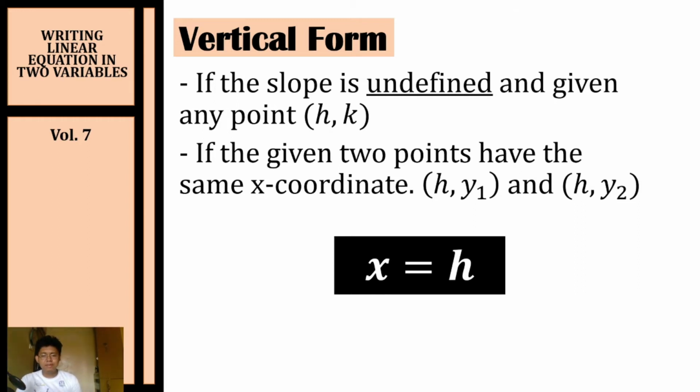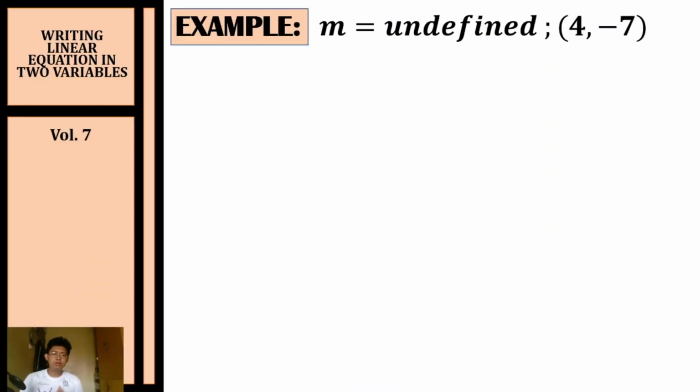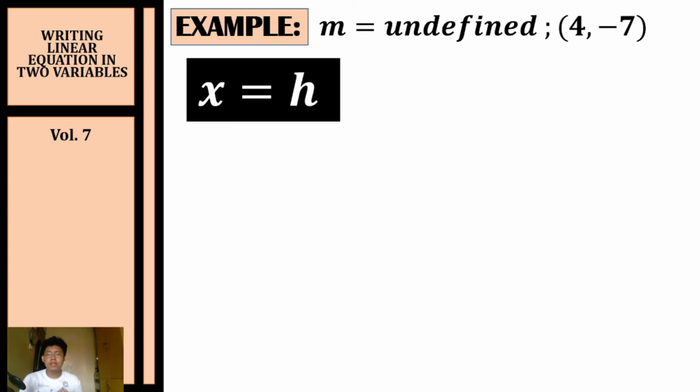Okay, let's have some examples for vertical form. For example, we're going to write the equation of the line that has an undefined slope and passes through the point 4, -7. Knowing that we have an undefined slope, automatically we have a vertical line. The vertical line has an equation of x is equal to h, where h is the x-coordinate of the given point. So we will just copy the x-coordinate of the given point and substitute it to h. So our equation will be x is equal to 4.